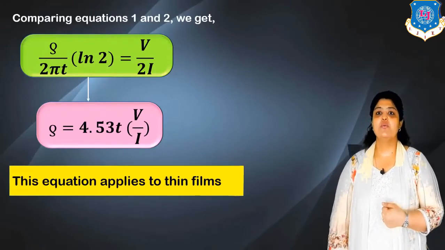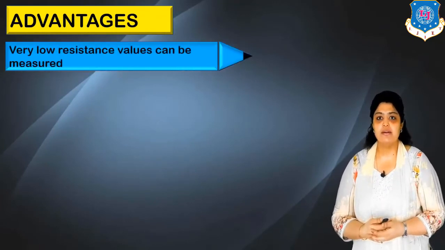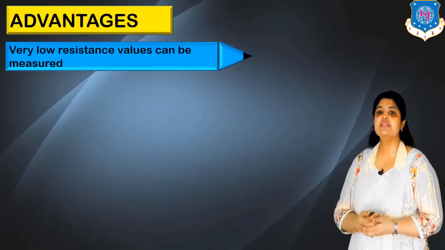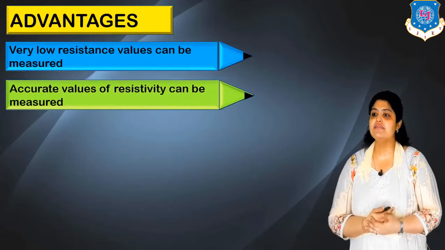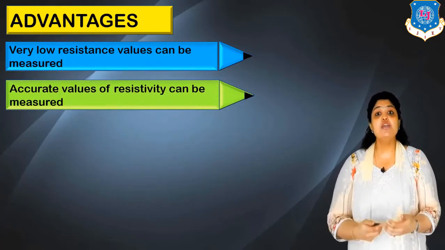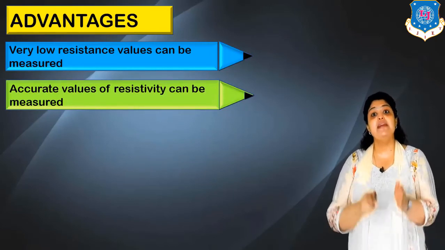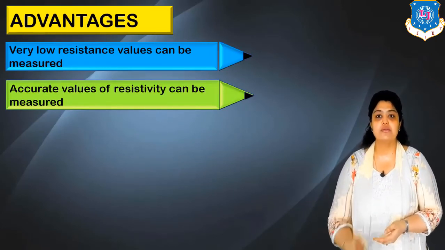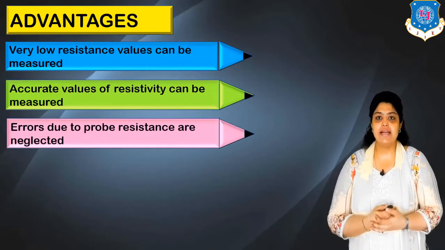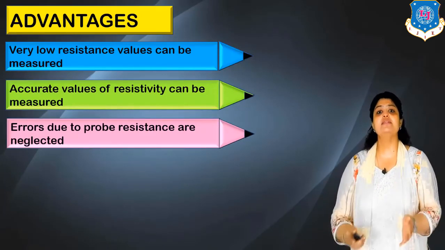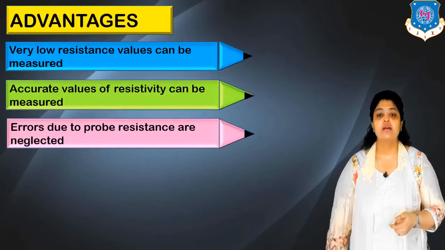So this was about case 2. What are the advantages of this method? Very low resistance values can be measured. Next, accurate values of resistivity can be measured because we are using a voltmeter having a very high impedance and 2 separate sets of probes have been used. Next, errors due to probe resistance are neglected. Why? Because the probe resistance is not considered, as the current does not pass through those 2 probes.